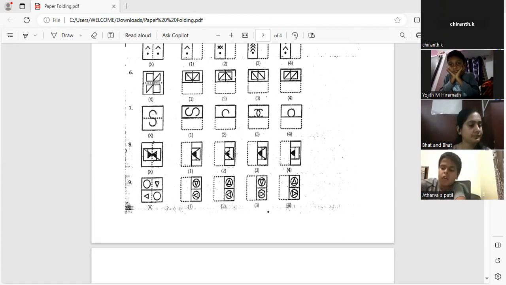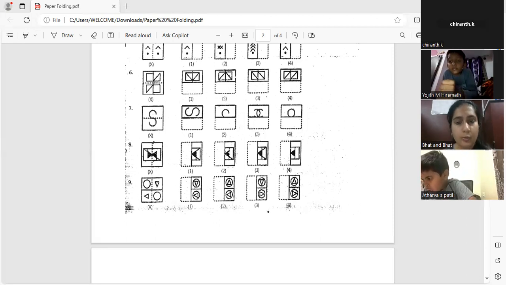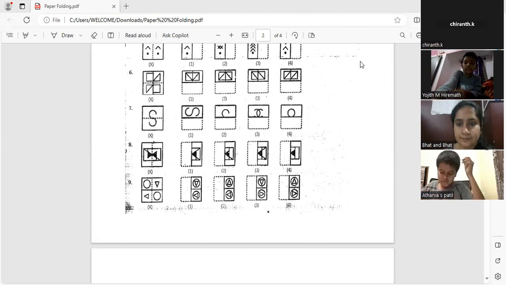Diksha, what is the answer for the seventh one? Third one. How? Okay, Atharva, answer. Seventh one, ma'am. A1, ma'am.